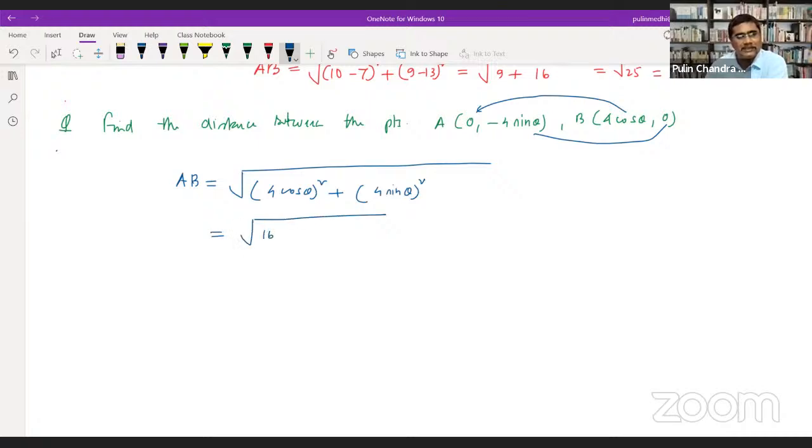4 square karenge to 16 aayenge. This is cos square theta. Yahan bhi 16 aayenge. This is sine square theta. From both of them 16 will be taken out as a common thing. And square root lene se ye 4 hoga. Aur tab andar kya bachega dekho bhai. It is cos square plus sine square theta. That makes it how much? 1. That will be the value. So 4. So 4 units is the distance between these two points.